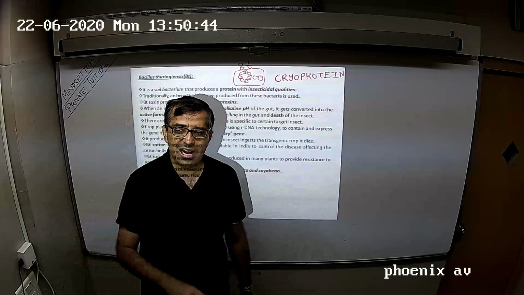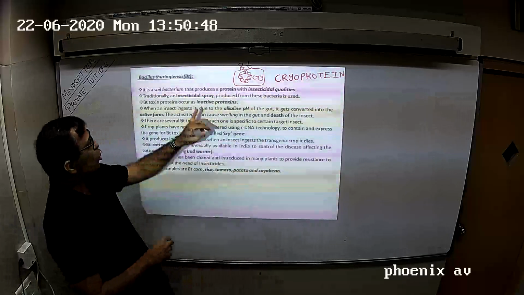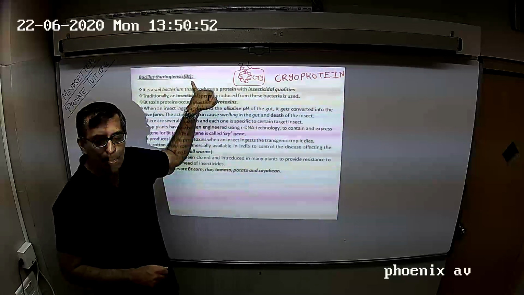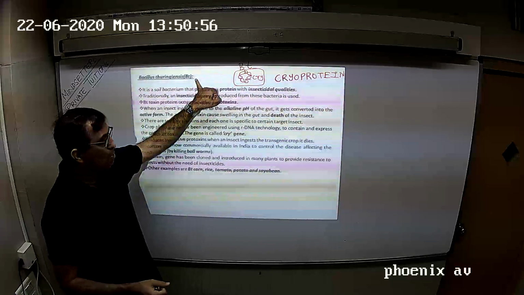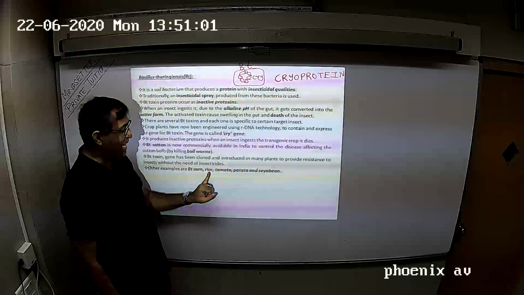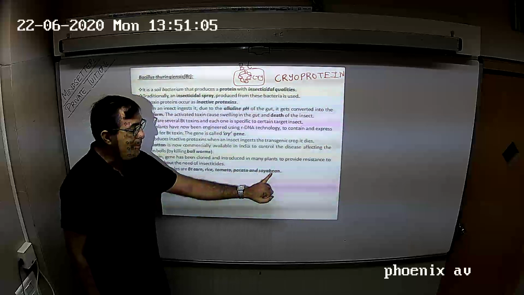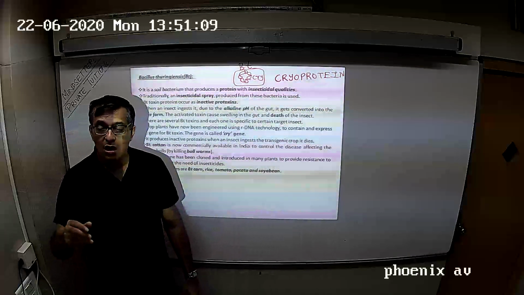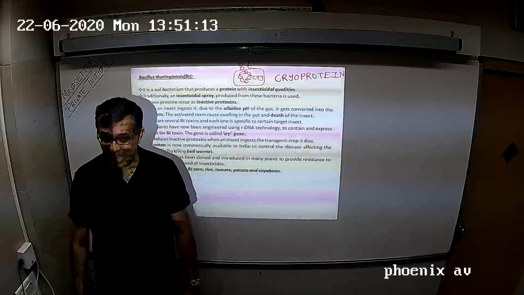What is this called as? A cryoprotein induced treatment, which is called as Bacillus thuringiensis, BT plant. तो हमने कॉटन को बीटी बनाया है, which is called BT cotton. Similarly, we have made BT corn, BT rice, BT tomato, BT potato, BT soyabean. They have all become resistant to certain types of insects. So they have become insect resistant.